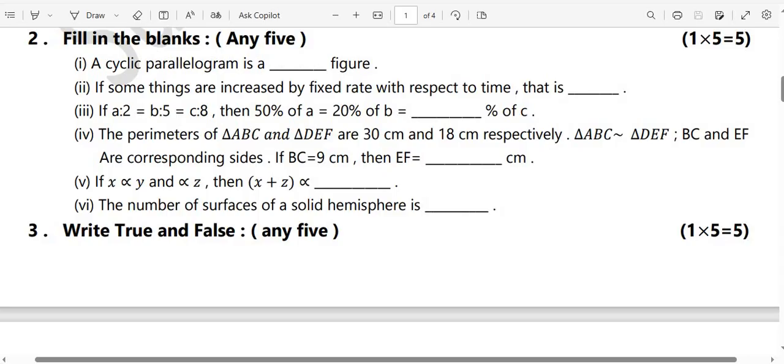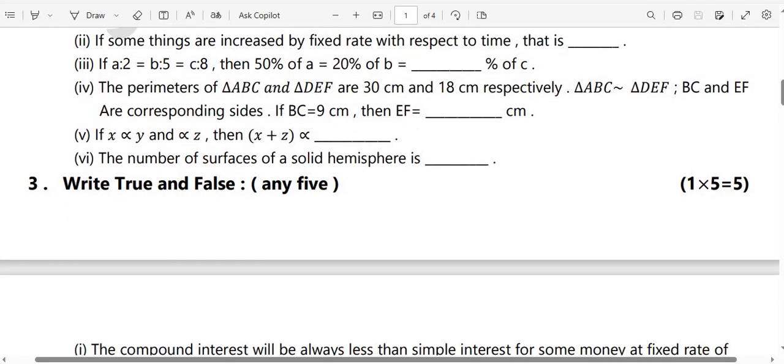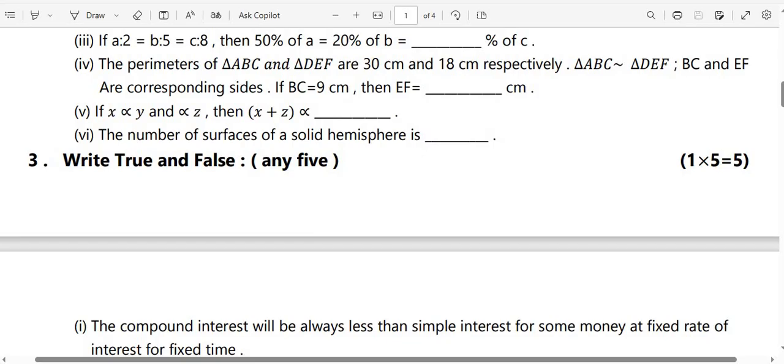Five. If x is proportional to y and x is proportional to z, then x plus z is proportional to dash. Question number 6. The number of surfaces of a solid hemisphere is dash.